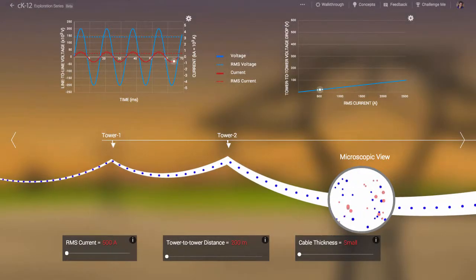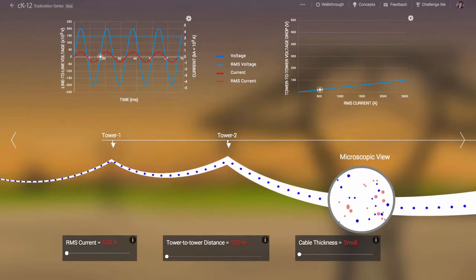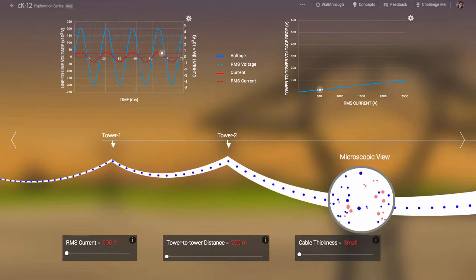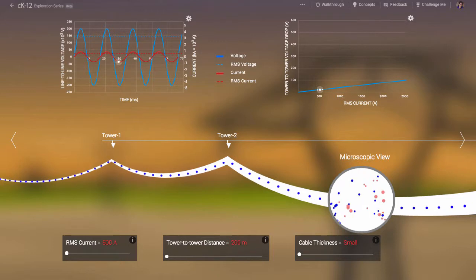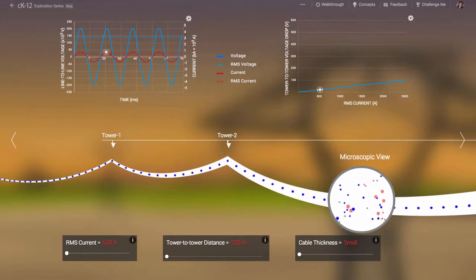You'll notice that the electrons don't actually make much progress down the wire. They slide back and forth in place. You can imagine at one end of the wire, at the electrical power plant, the very first electrons are accelerated back and forth by a generator. The electrons in the wire are just reacting to that.